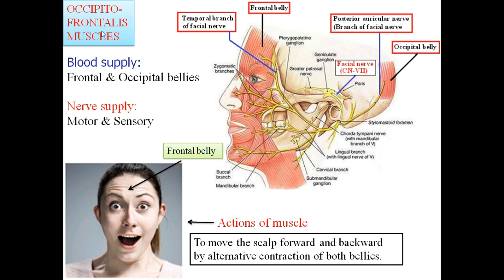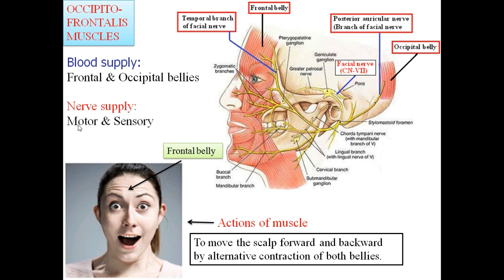The occipitofrontalis muscle blood supply. The frontal belly is supplied by the supraorbital and supratrochlear arteries, which are branches of the facial artery. The occipital belly is supplied by the occipital artery, which is a branch of the external carotid artery.